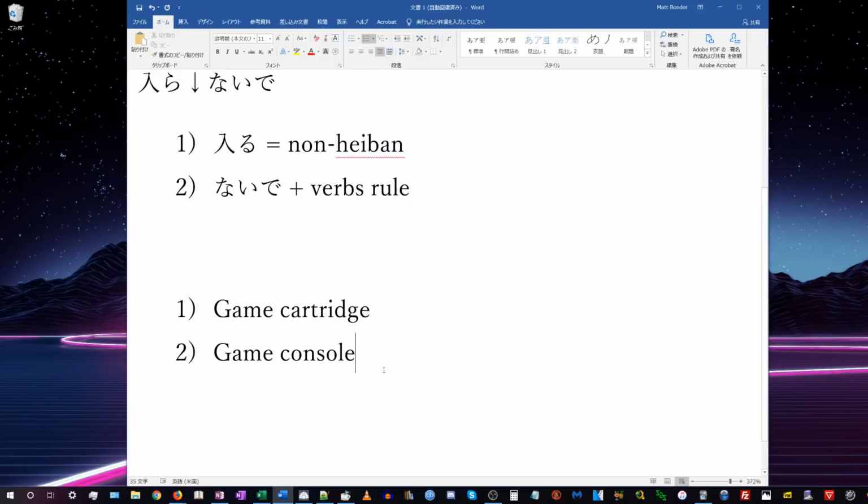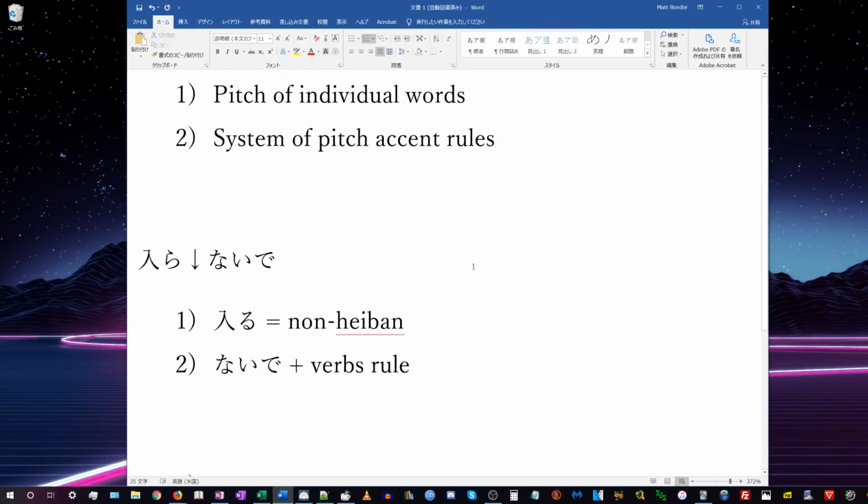So basically the idea with this metaphor is that the game console is something you only need to buy once. It's a limited thing, and as long as you have a working game console, in this case a Game Boy, you can play any single Game Boy games that you happen to own or go on to acquire in the future. And in the same way, the system of pitch accent rules is something that's very limited. It's something that's set in stone.